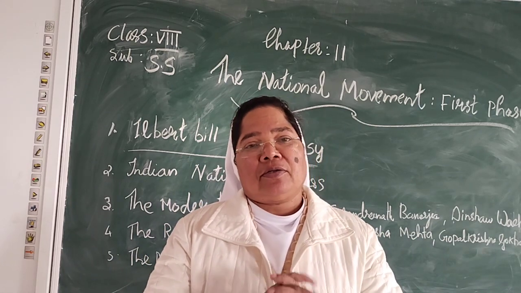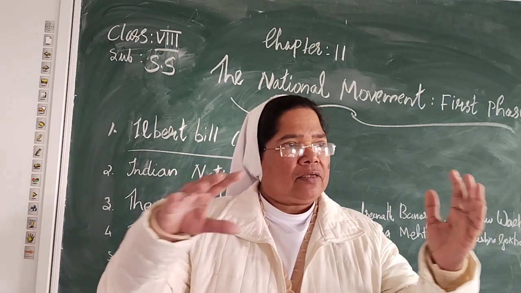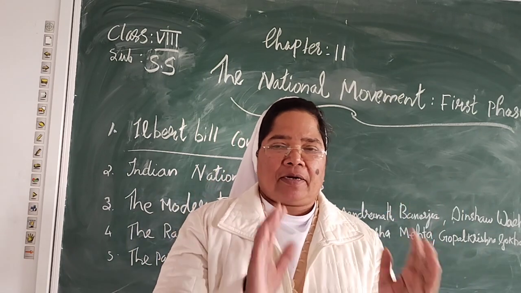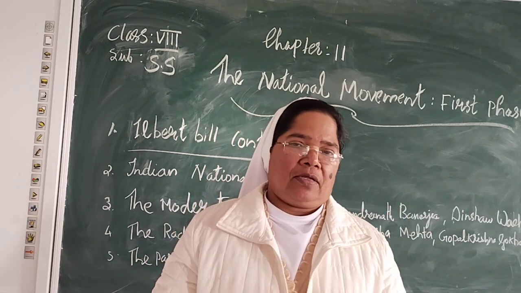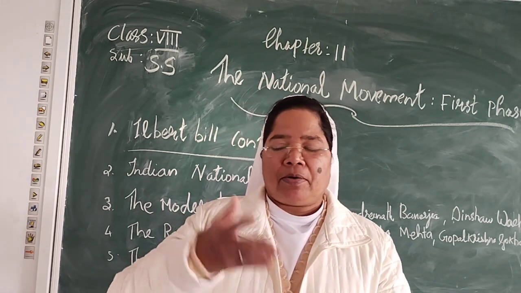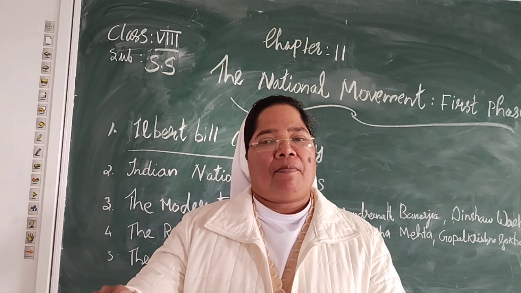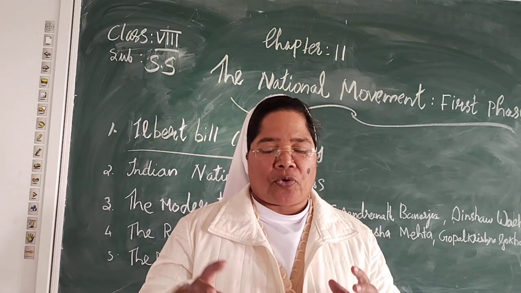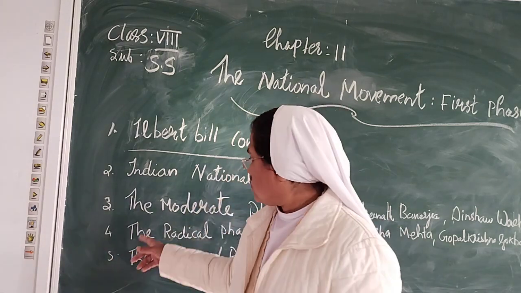They gathered together and started a group, the National Congress. This is called the National Congress. Now the meetings, plans and associations went on. Now let us go to the other points.